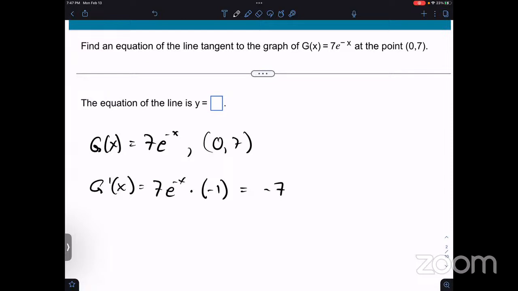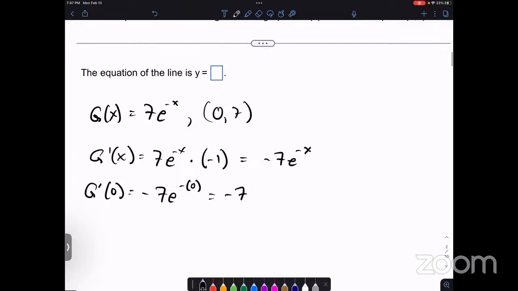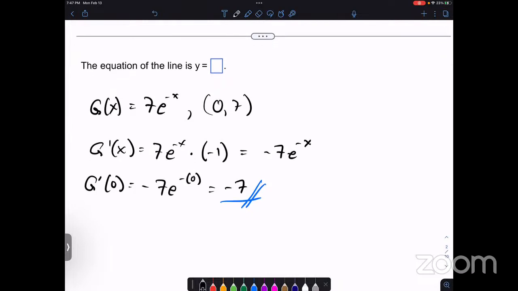But then we want to find the derivative when x is 0. So we want to find g prime of 0. That's going to be -7e^(-0), right? e to the 0 is a 1, so that result is -7. So what this is telling us is that the slope of our tangent line at x equals 0 is -7. So now we have a slope, and we have this point.